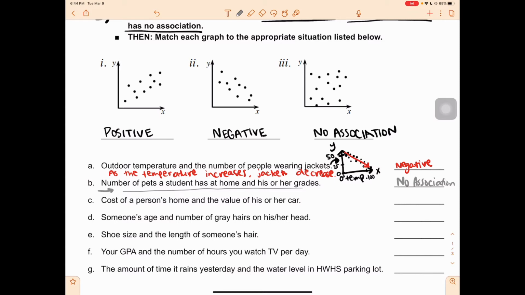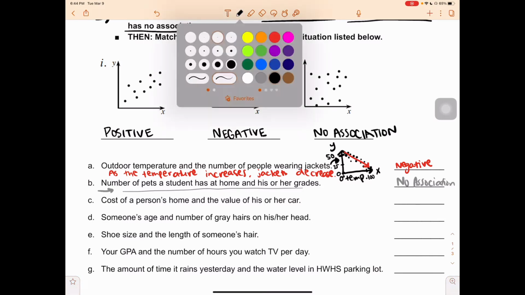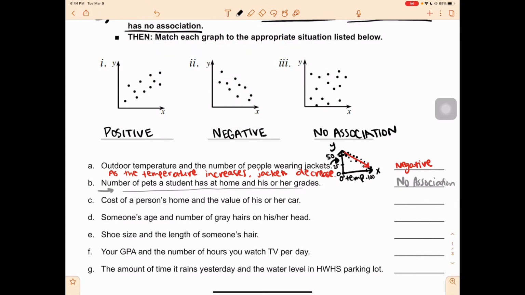So now let's look at the next one, part C. It says the cost of a person's home and the value of his or her car. So I like to see these things on a graph. Does the cost of someone's home depend on their car? Well, let's just think about it. Let's assume that the more money someone has, the better or the more expensive items they buy. Okay, let's assume that that is a given. The more money somebody has, the more expensive items they buy or they're able to buy, right?